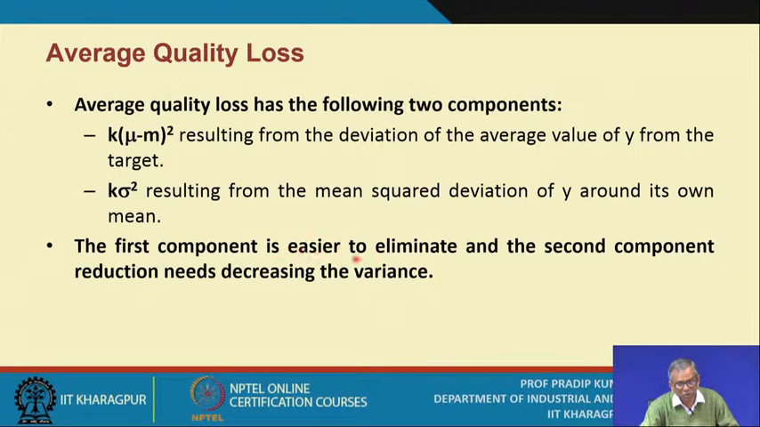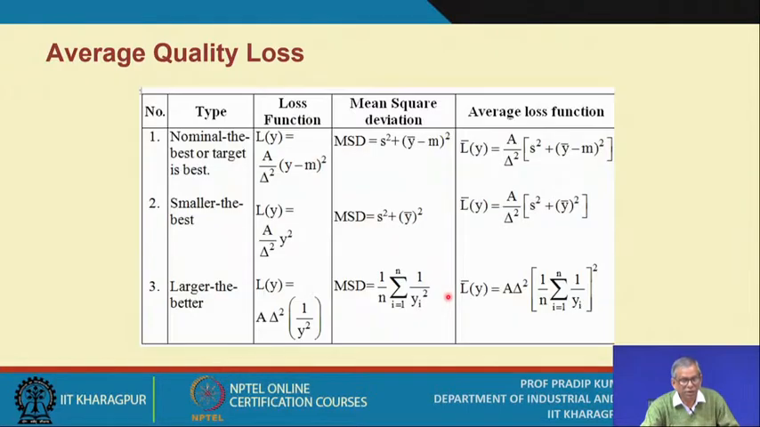The first component is easier to eliminate, and the second component, its reduction, needs decreasing the variance. So that is the challenge, in fact. As I have already mentioned, any exercise on quality is essentially an exercise on the variability or the variance.